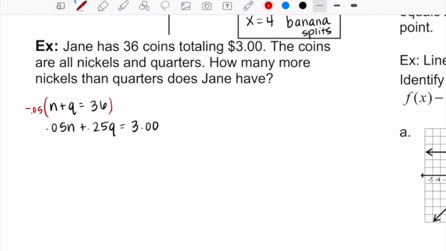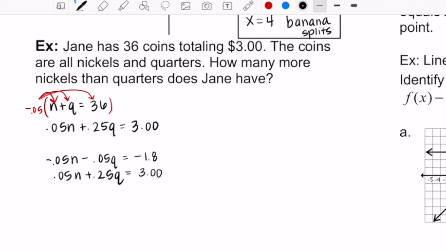I'm going to do it using elimination. So I'll multiply through the first equation by -0.5. My second equation will stay the same, and then I'll add up the two equations.